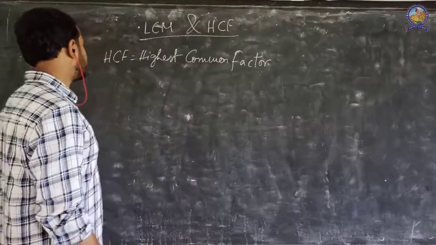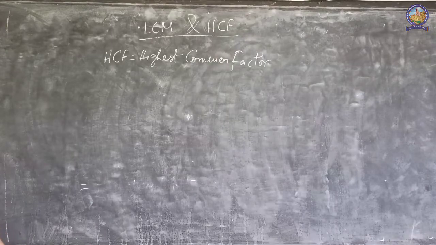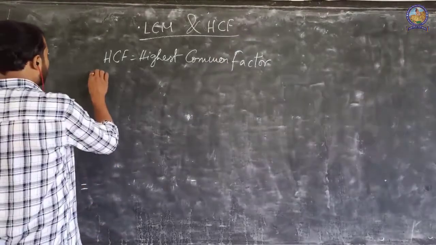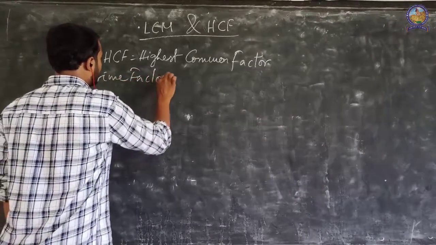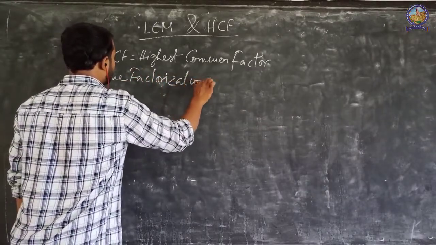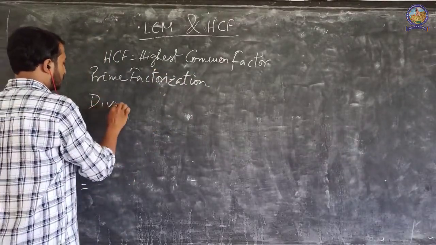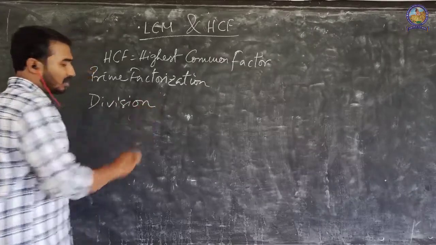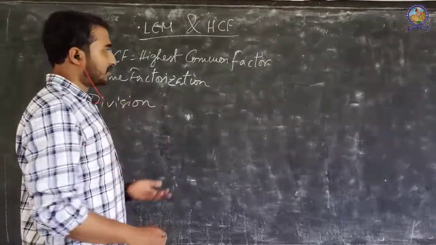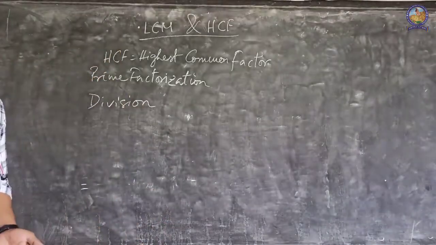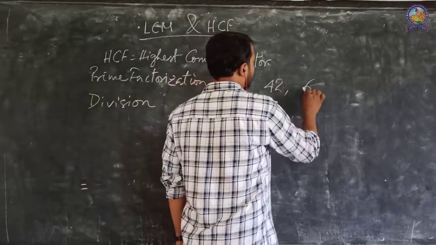Okay, so for finding HCF there are various methods. The most common method is the prime factorization method, and the division method, or sometimes it is called the long division method also. So, prime factorization method, let's take some examples. Suppose I am taking an example of two numbers, 42 and 60.